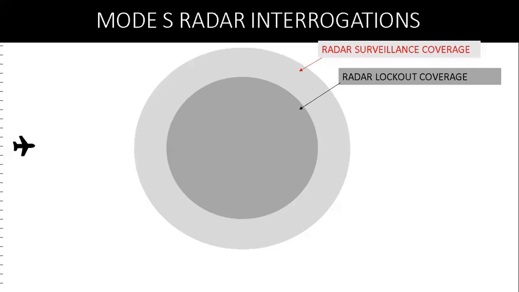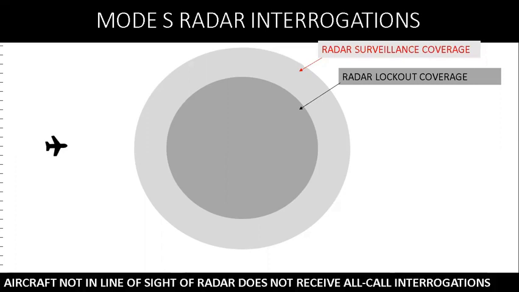MODIS interrogations procedure. The MODIS ground sensor has an operation range of 250 nautical miles to 60 nautical miles. Once an aircraft enters into radar coverage, this aircraft target will be locked within the lockout coverage of the MODIS ground sensor.